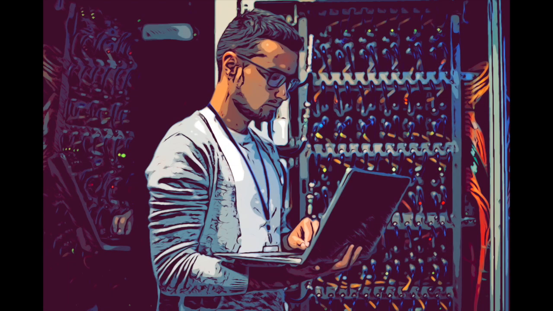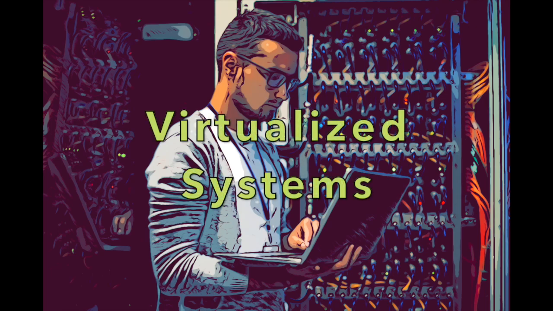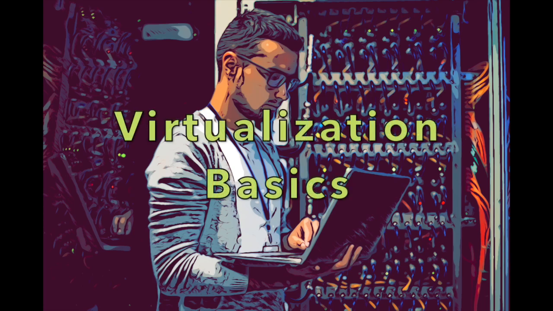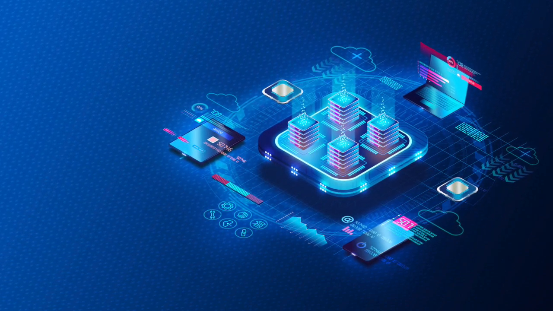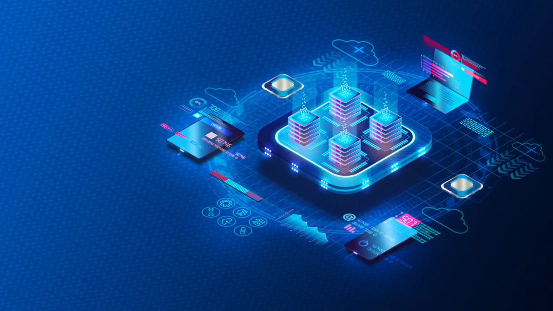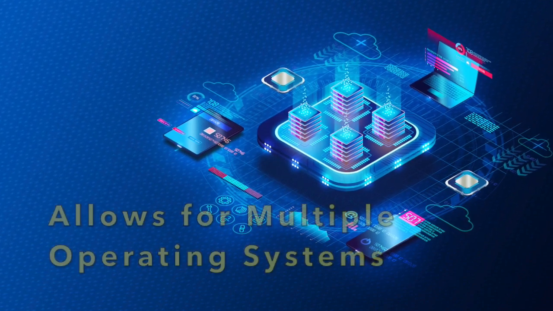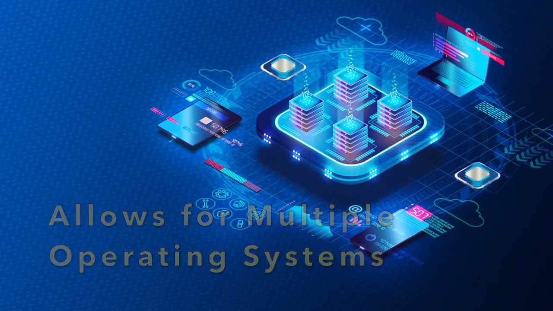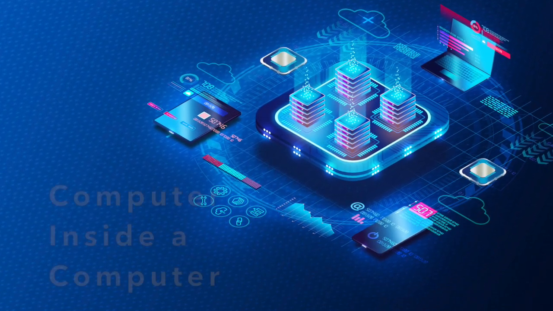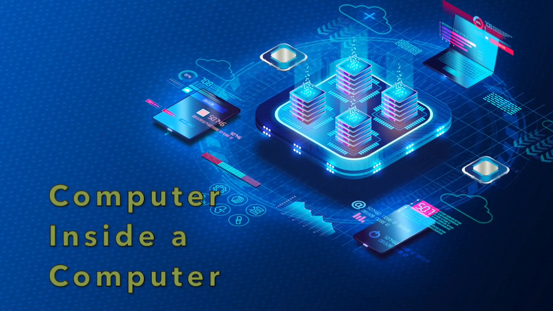This micro-credential deals with virtualized systems consisting of 4 targeted skills. This targeted skill is about virtualization basics. Virtualization is a method of assigning the resources of a computer in such a way as to allow for the operation of 2 or more independent operating systems simultaneously. In other words, virtualization is running a computer inside a computer.